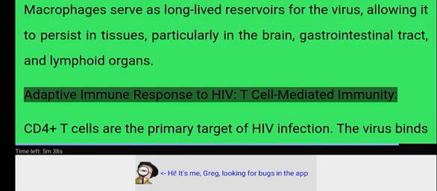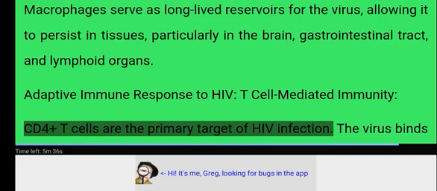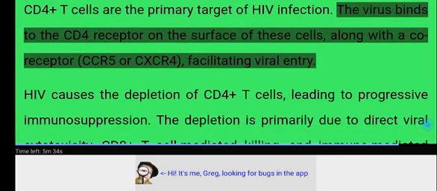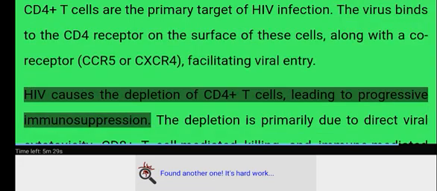Adaptive immune response to HIV: T-cell-mediated immunity. CD4+ T cells are the primary target of HIV infection. The virus binds to the CD4 receptor on the surface of these cells, along with a co-receptor, CCR5 or CXCR4, facilitating viral entry. HIV causes the depletion of CD4+ T cells, leading to progressive immunosuppression.